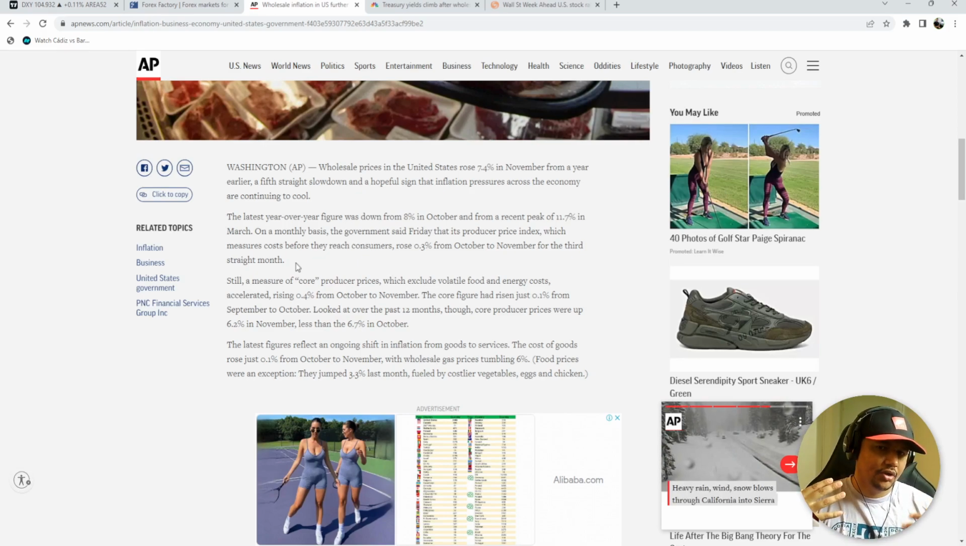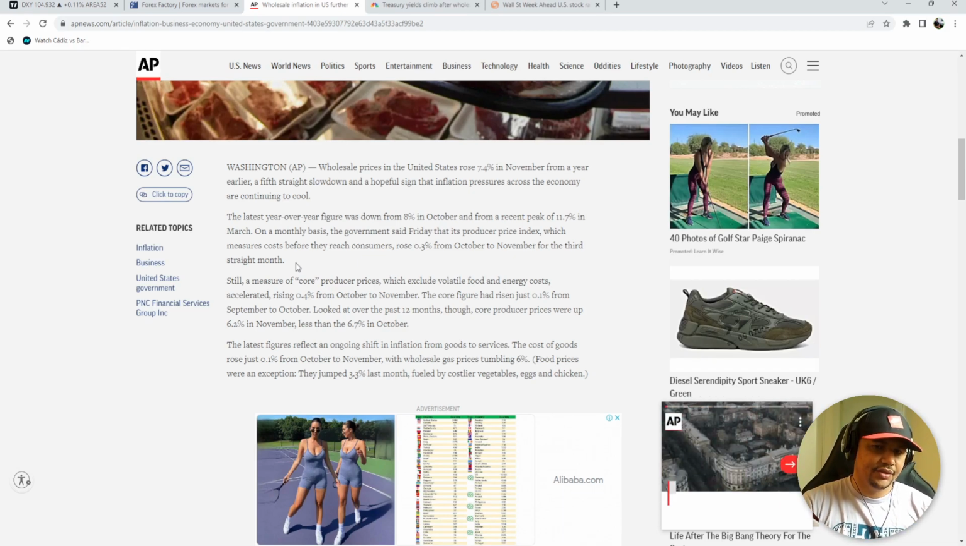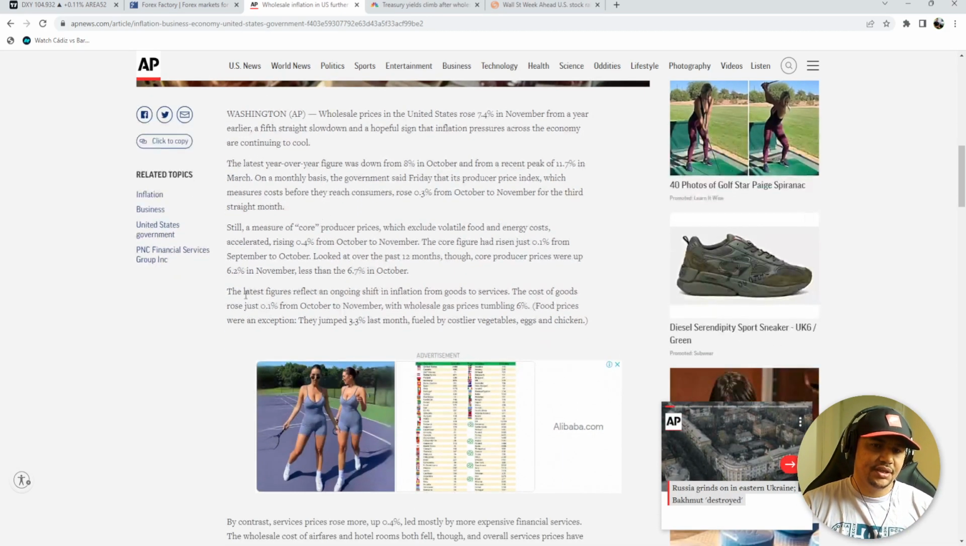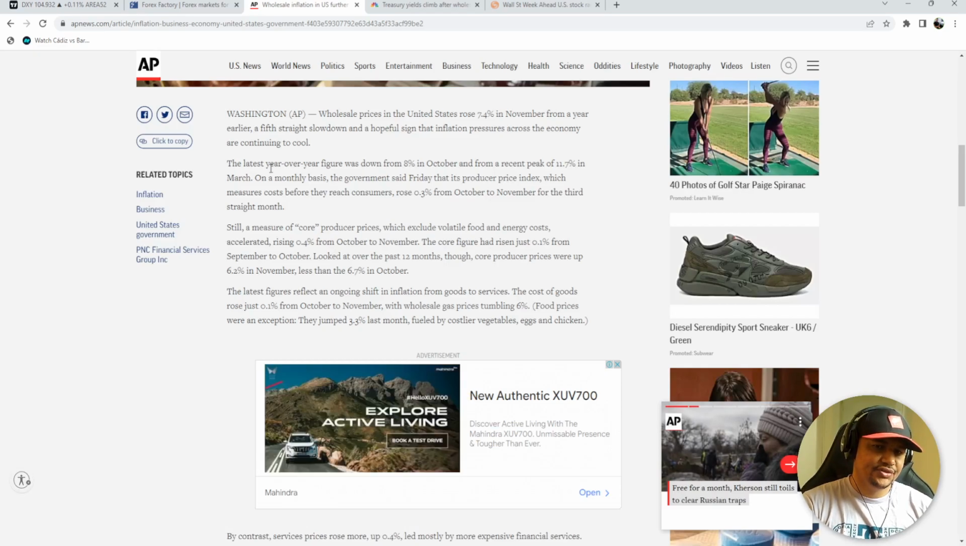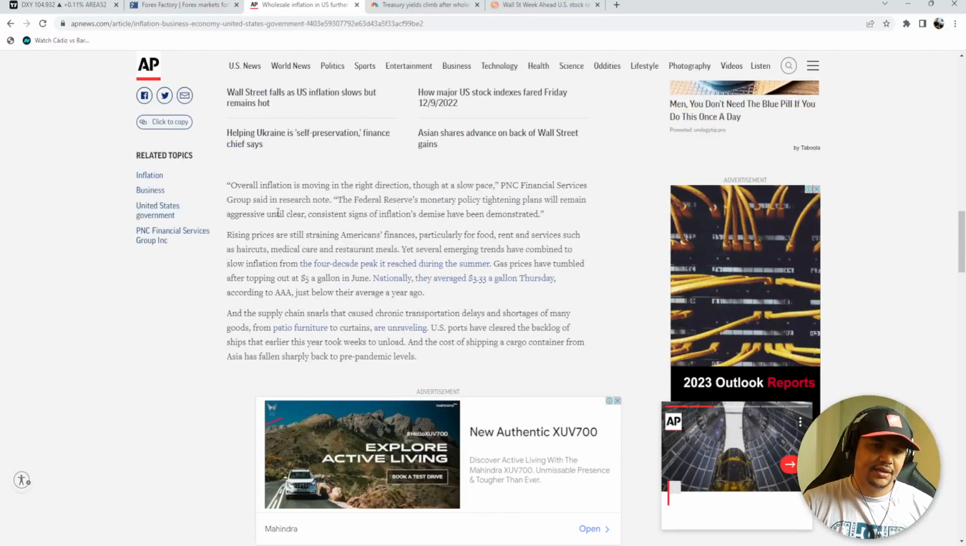Now, I'm not sure where they got that information, because it wasn't written there. But a high PPI is just an indication that inflation is still on the rise as well. So it says here the latest year-over-year figure was down from 8% in October and from a recent peak of 11.7% in March. Now, the most important thing you need to understand here is that the overall inflation is moving in the right direction, though at a slow pace.